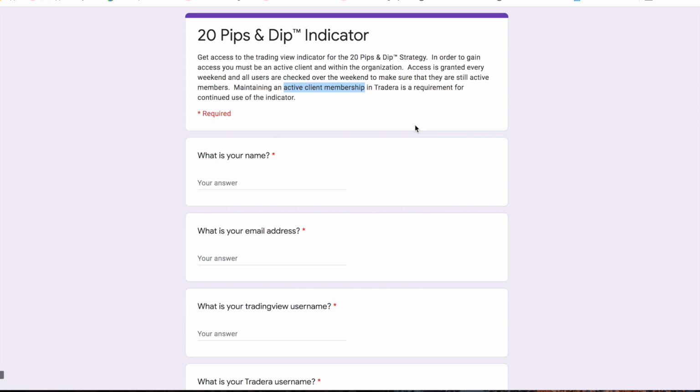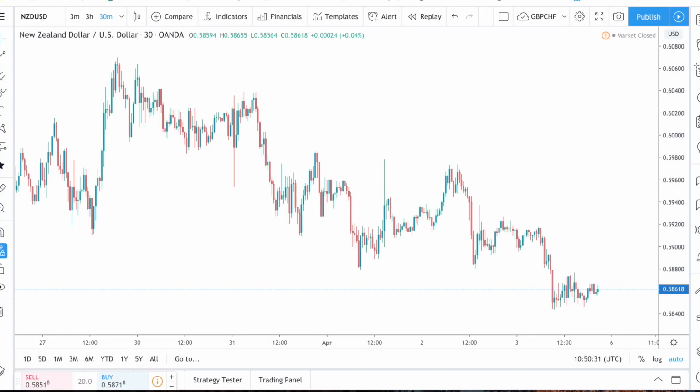So once that's all filled out, you'll literally put in that information and be approved with your Pip and Dip indicator that's accessible through TradingView. So the next thing you need to do is literally go into TradingView, and now this right here is going to be where you can access the Pip and Dip indicator.